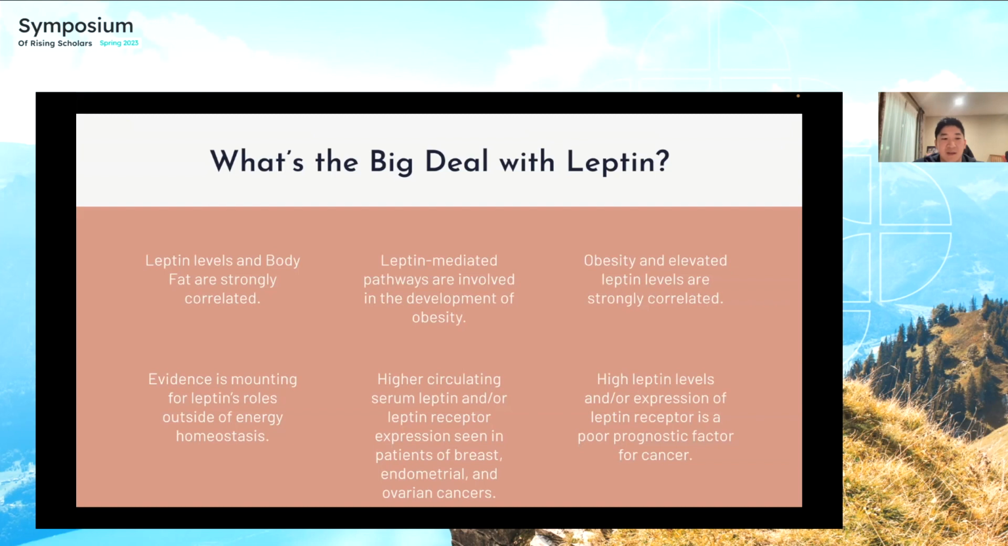There's also mounting evidence for leptin's role outside of energy homeostasis, including immune function and cell cycle regulation, both of which are implicated in cancer progression. And higher circulating leptin levels and expression of leptin receptors have been demonstrated in breast, endometrial, and ovarian cancers. On top of that, high leptin levels and expression of leptin receptor is a poor prognostic factor for cancer patients.